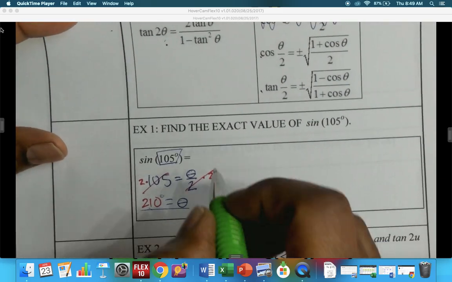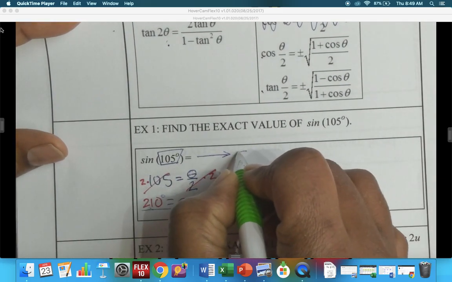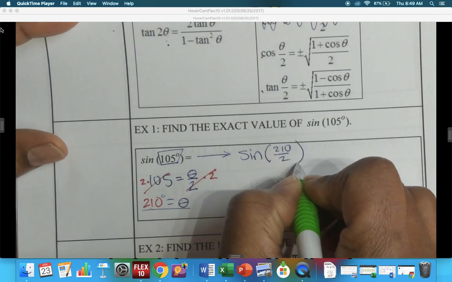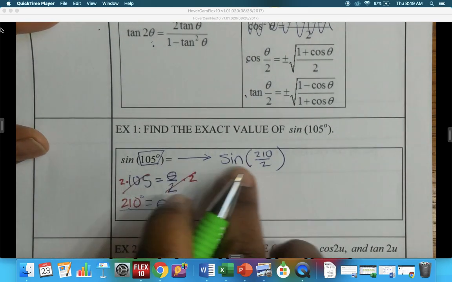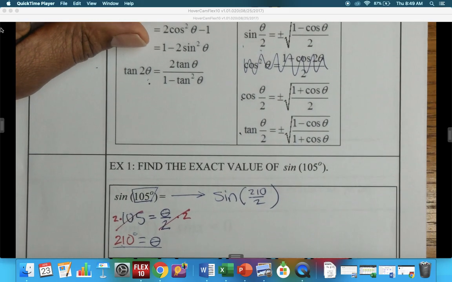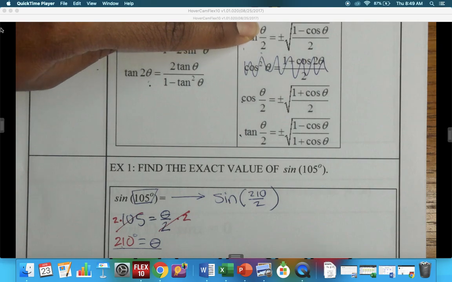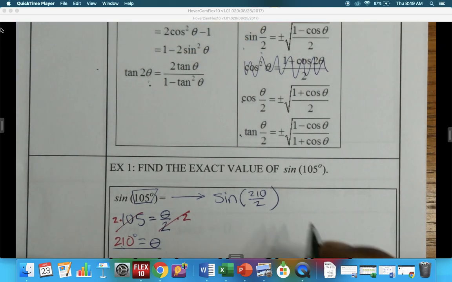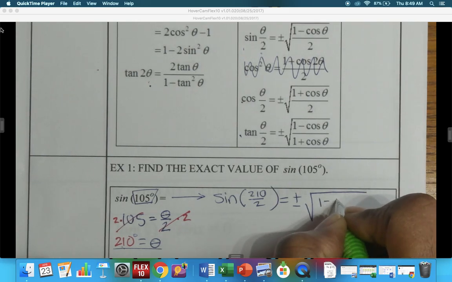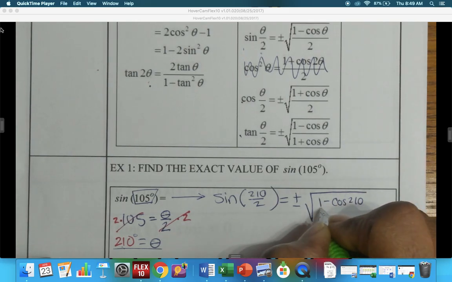All right, so I'm going to rewrite this as sine of 210 divided by 2, because that is equivalent to 105, right? And now I can say my theta is 210. Let me plug it into the formula here. So I'm going to say plus or minus square root of 1 minus cosine of 210 divided by 2.